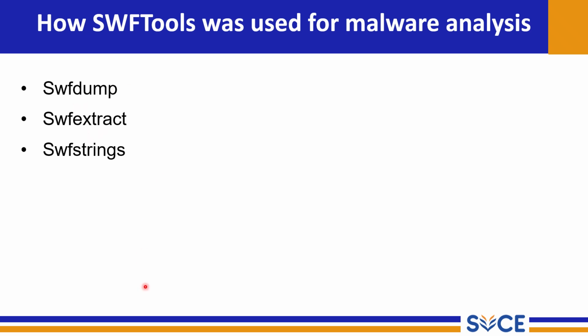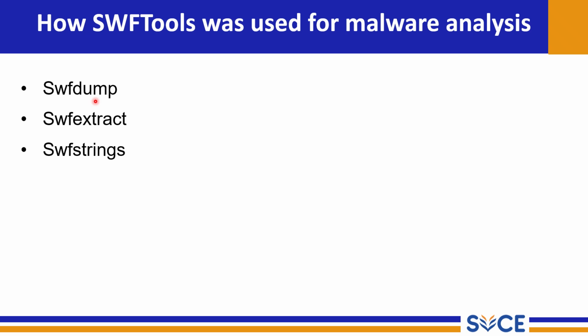Okay. So what is SWF dump? This tool printed out detailed information about an SWF file's structure and content. Analysts would use it for code disassembly. SWF dump could disassemble the ActionScript bytecode embedded within an SWF. This allowed analysts to read and understand the program's logic and identify malicious functions, such as those that downloaded additional malware or exploited vulnerabilities.